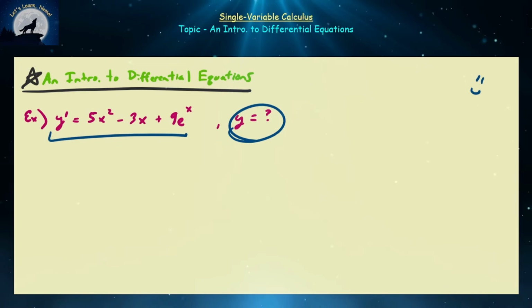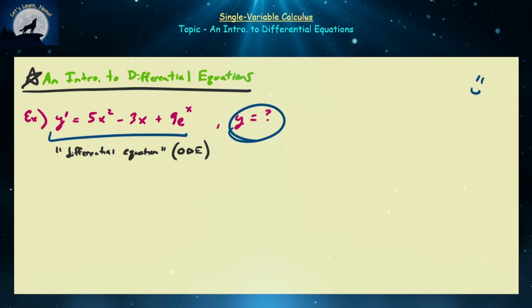So what function has a derivative of 5x squared minus 3x plus 9e to the x? Just from basic antiderivatives, you should know the solution to this, right? But nonetheless, this is called a differential equation. And some people will even abbreviate it as an ODE, or an ordinary differential equation, because it has just your typical ordinary derivatives in it.